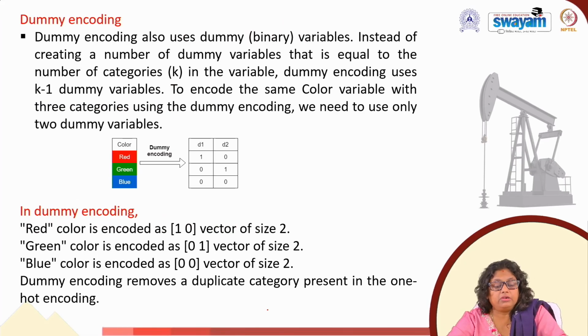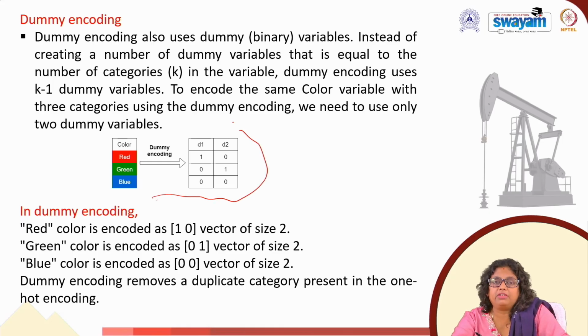Dummy encoding also uses dummy variables. Instead of creating a number of dummy variables equal to the number of categories n in the variable, dummy encoding uses n minus 1 variables. Take the example here.